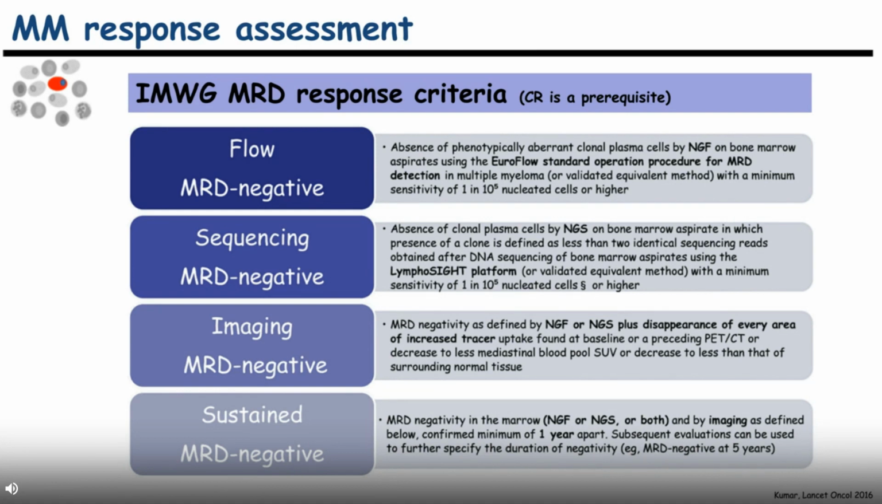Each one of these tools approaches MRD assessment from a different perspective. In general terms, it shows two major distinct groups of strategies. On one hand, the one that evaluates intramedullary involvement, and that includes next-generation flow and next-generation sequencing, and on the other, those that search for the disease outside the bone marrow.